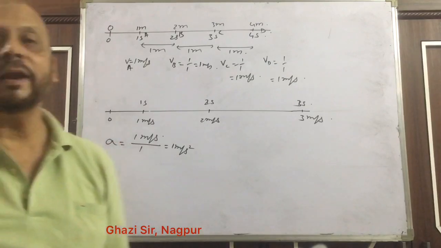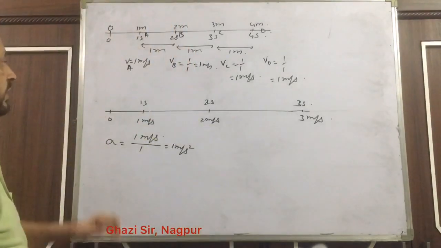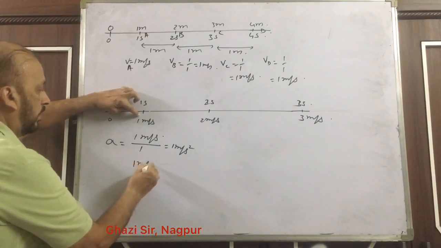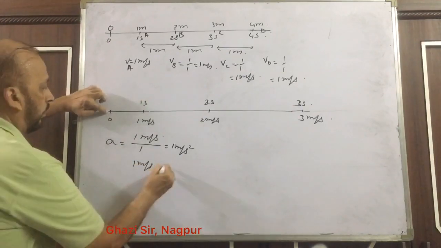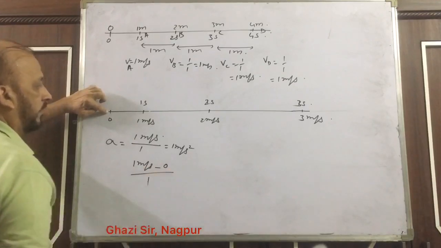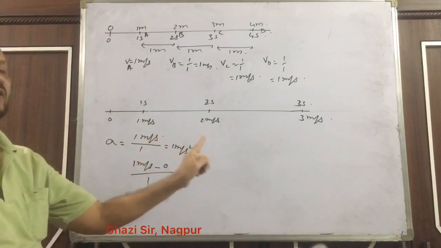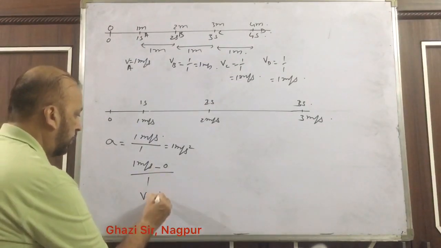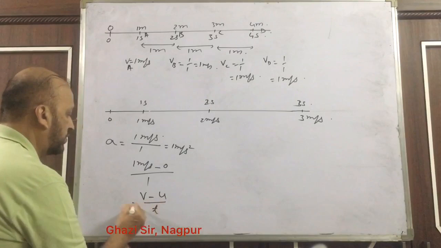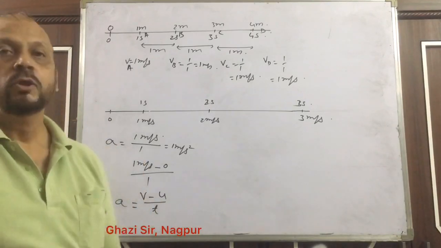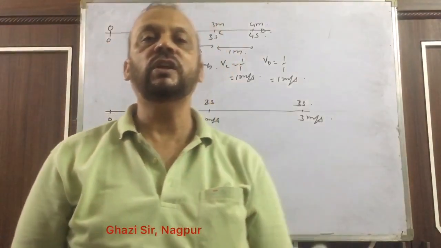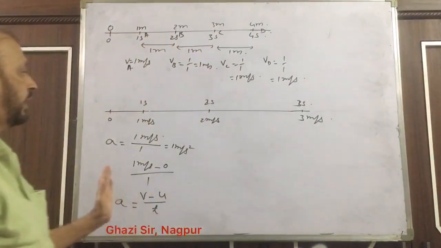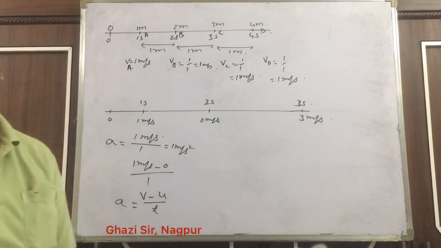So how have we calculated it? Change in velocity. At this point velocity was 1, at this point it was 0, and time is 1. So the answer is 1 meter per second. This is V, this is U, upon time. So this term is called acceleration. So rate of change of velocity is called acceleration. So in this case, acceleration is 1 meter per second square.